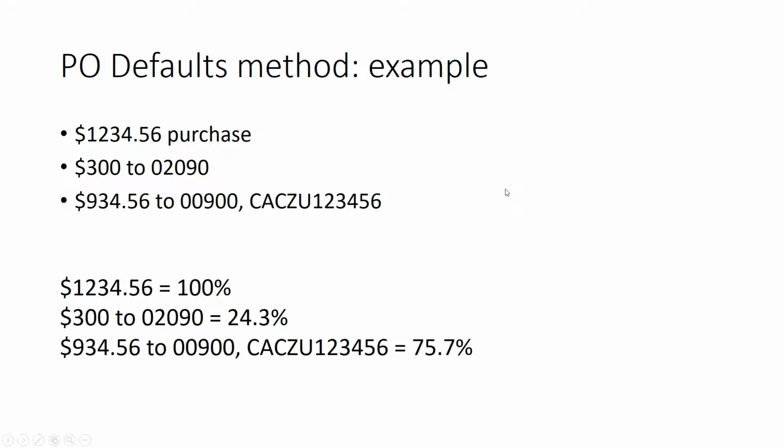The first thing I need to do is to convert these dollars to percentages, because the PO defaults box at this time does not allow you to split a transaction by dollar amounts, only by percentages.